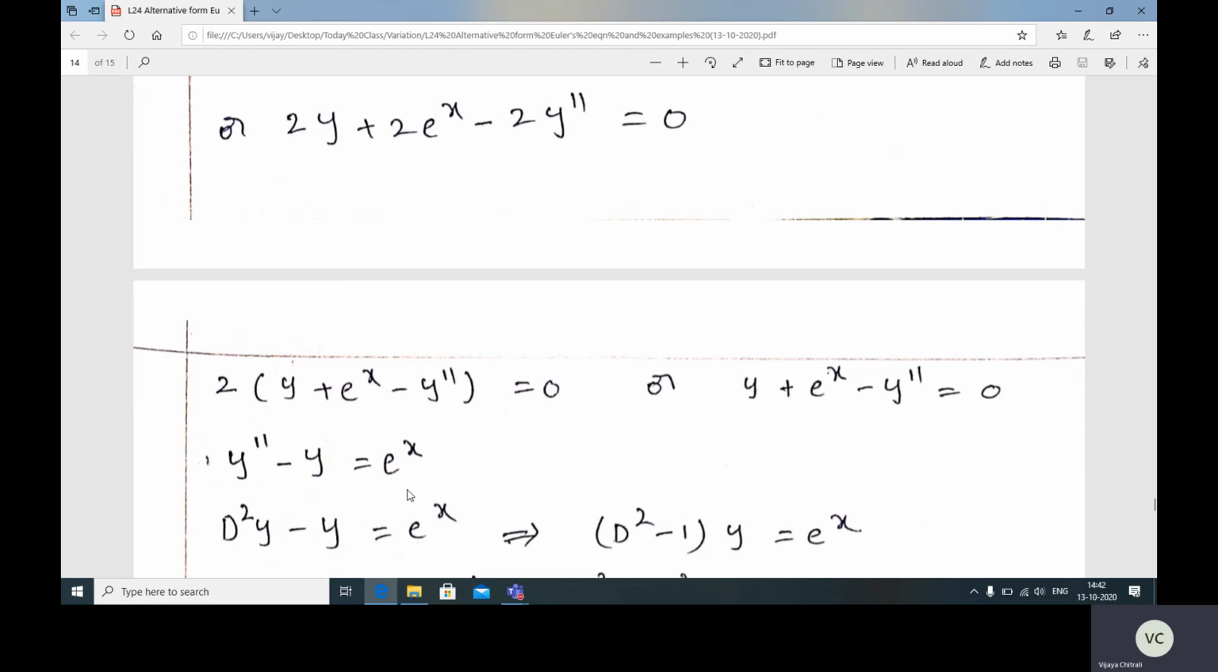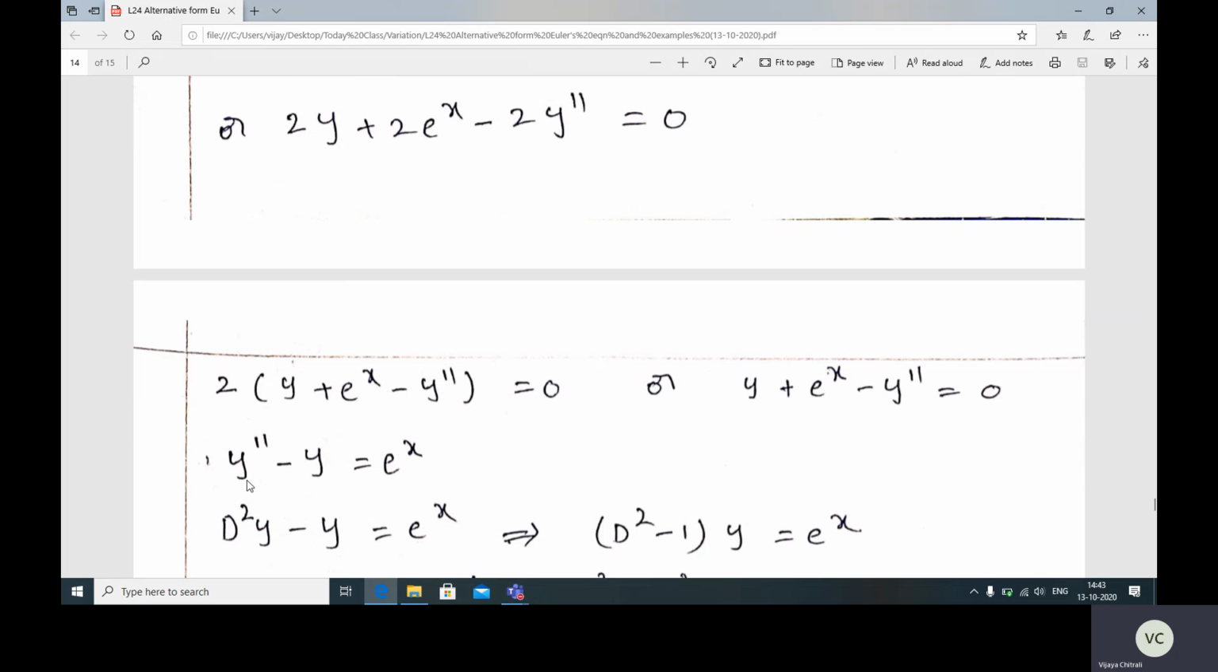So to find y, the solution contains two parts. The general solution contains two parts: complementary function plus particular integral. To find a complementary function, we need an auxiliary equation. Using the auxiliary equation, we will find the roots. Depending on the roots, we will write the complementary function of that equation.